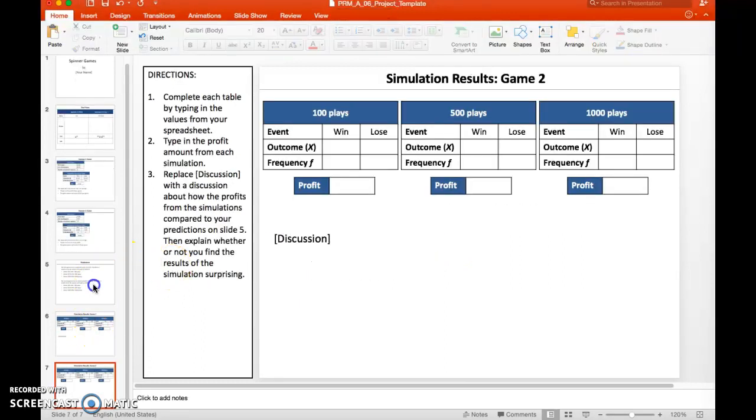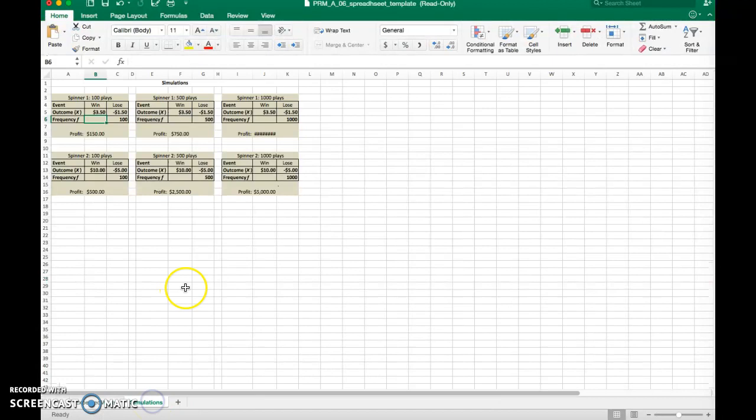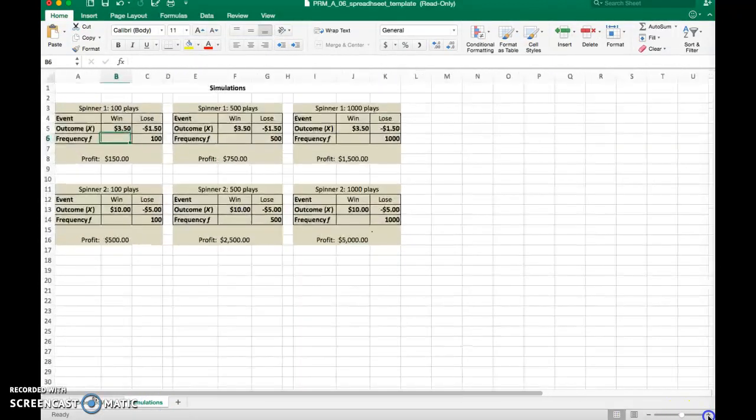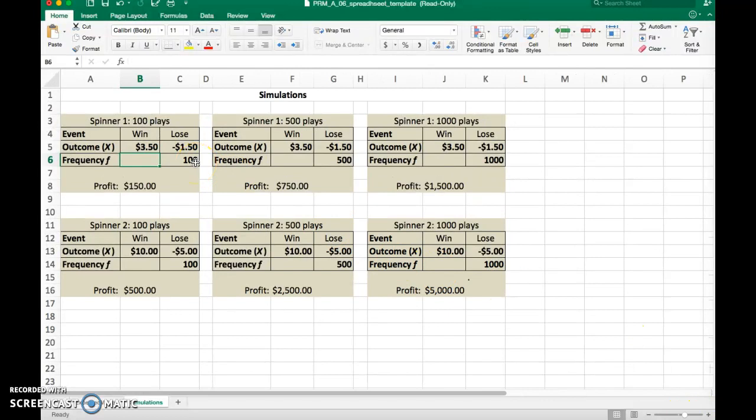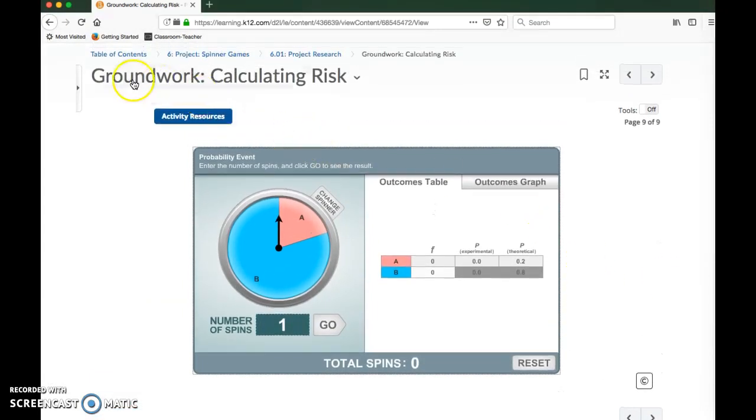Okay, next slide is where we get interesting. Game 1. This is all done in Excel, mostly. Go to your second tab in Excel. I have to make mine bigger. If you notice, the outcomes that we had in tab 1, the expected values, are already here. So all I have to do is make my spinner and do my spins. This is in unit 6.01, groundwork, calculating data, page 9 of 9.